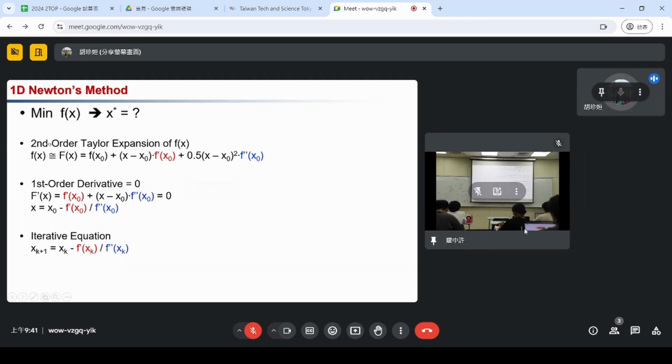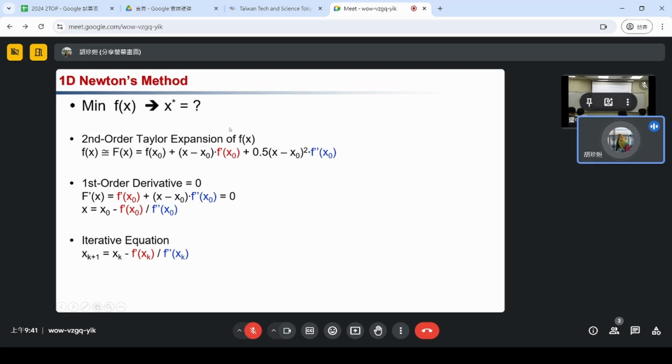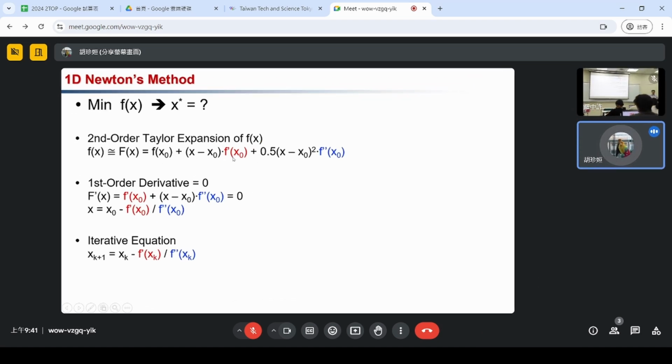I'm not sure, I think you have learned this before in calculus, right? So this is the second order Taylor expansion. Once you have it, follow what this student just mentioned. Let's take a first order derivative and make it equal to 0. After you take the first order derivative, you have this function, and you force this to be 0. There is some x you don't know, so you can derive x equals x0 minus f prime divided by f double prime.